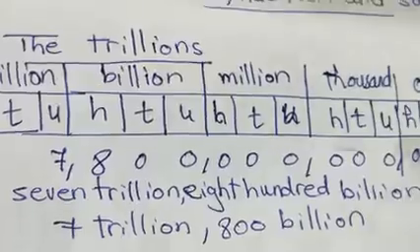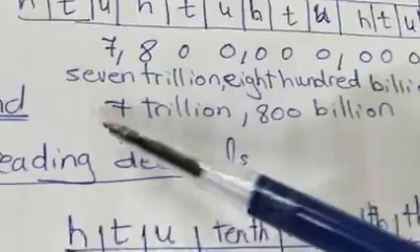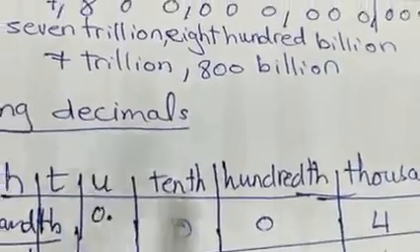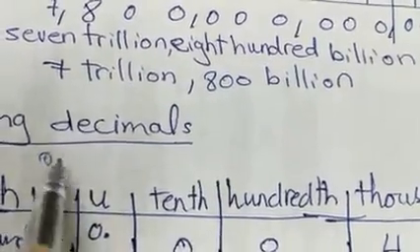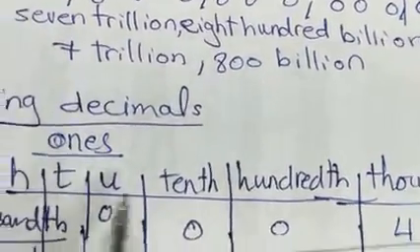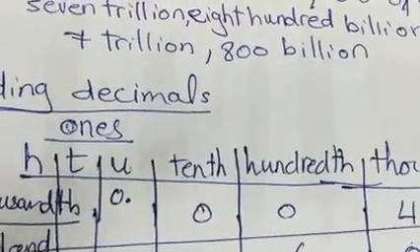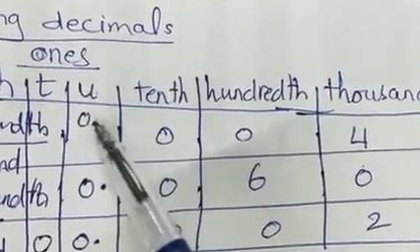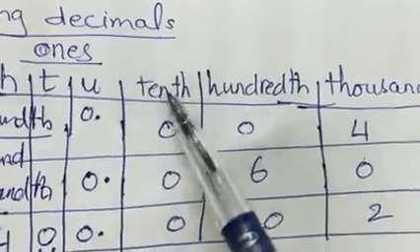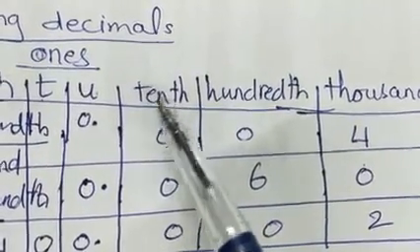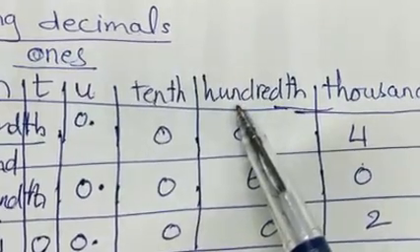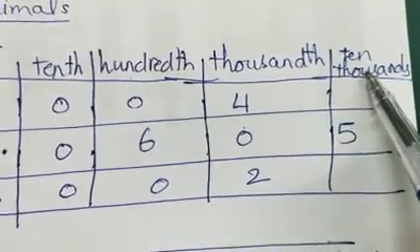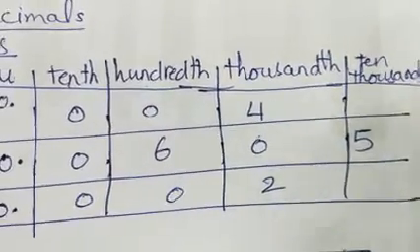Now, that was a whole number. If I want to read decimals, how can I read it? I have here in the ones period units, tens, and hundreds. After the unit, on the right side, I have the decimal point. Then the first place on the right is the tenth, then hundredth, then thousandth, then 10,000th, and so on.